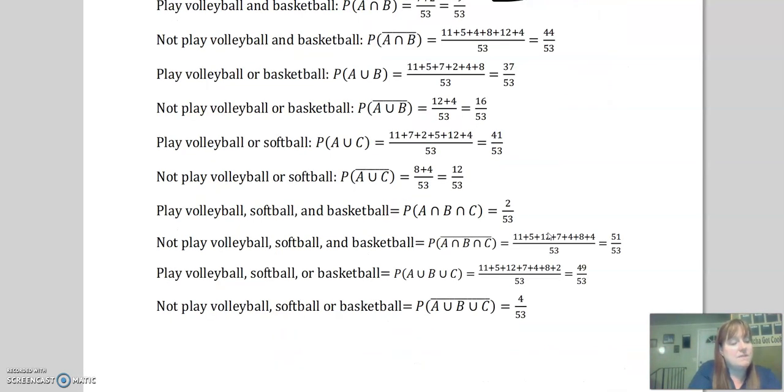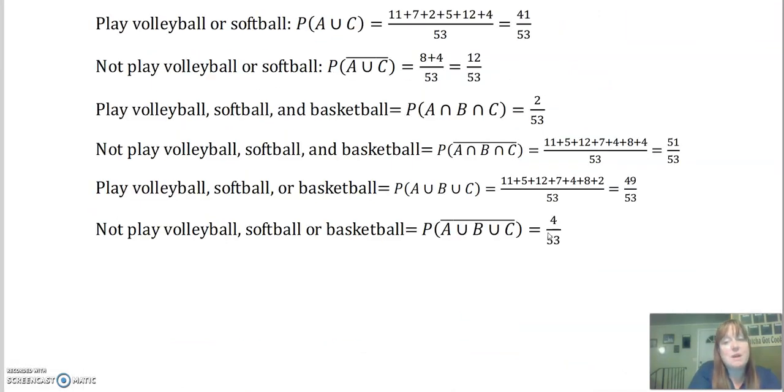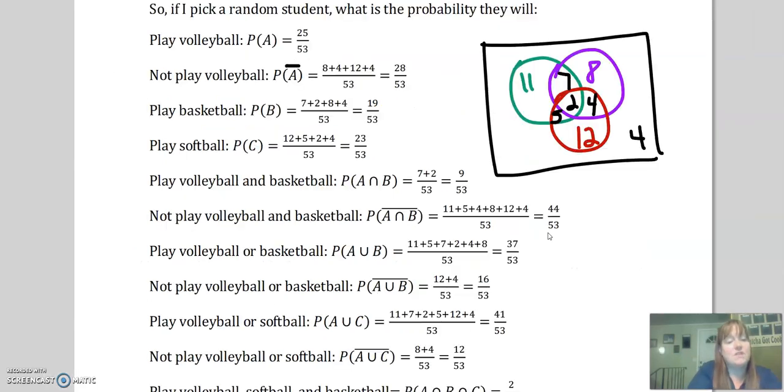Let's see. Finally, play volleyball, softball, or basketball. Okay, so you might be able to figure this out. If you look at this, play volleyball, softball, or basketball. That's anybody who plays any of these sports. How many people don't play the sports? Well, there's 4 of them, right? So 53 minus 4 would be 49. Or you could just add all of these up, right? We're just going to add up every single person that is inside of some sport, and we're going to end up with a probability of 49 out of 53. If I just randomly picked a student, I would have a 49 out of 53 chance that I picked a student who played one of these 3 sports.